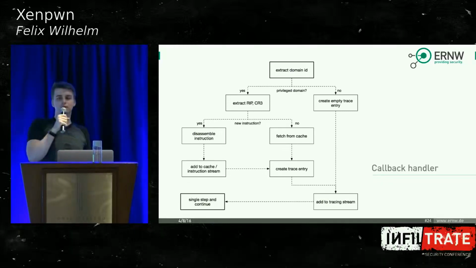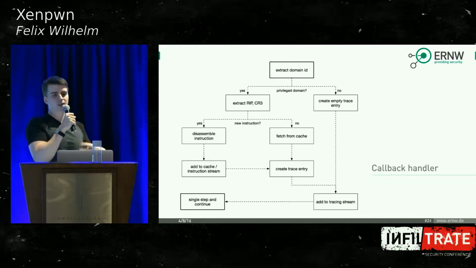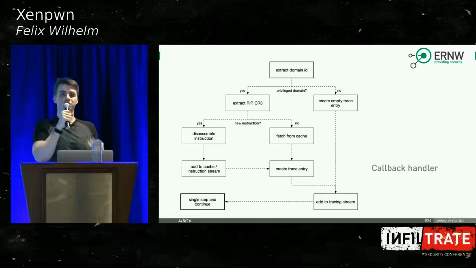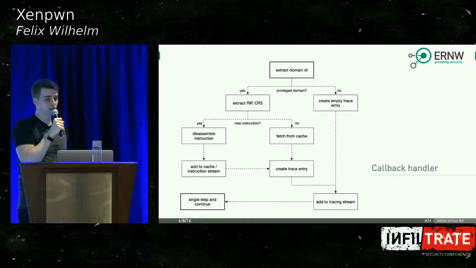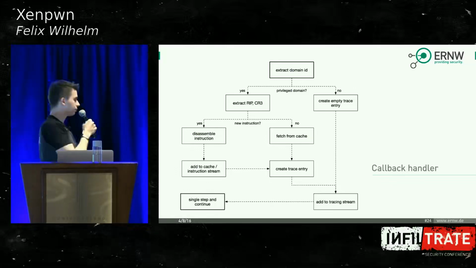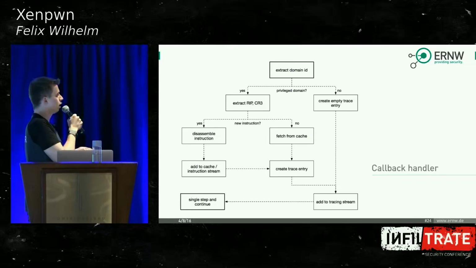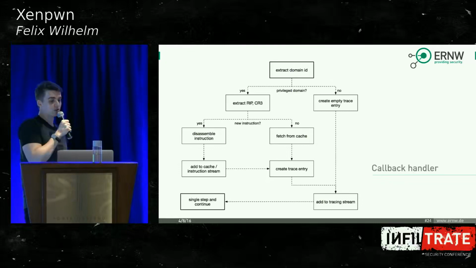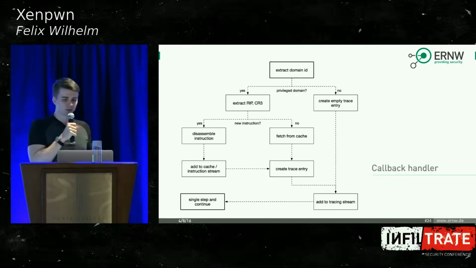This is of course the case because a single instruction will perform a memory access thousands of times, and we don't want to disassemble it every time. Instead we have this caching layer. And when we get this information, we just create a trace entry and add it to our stream. Then we do a single step and continue from that.